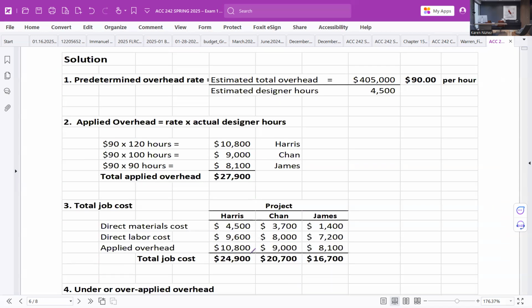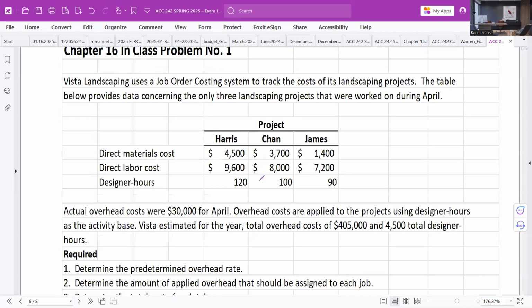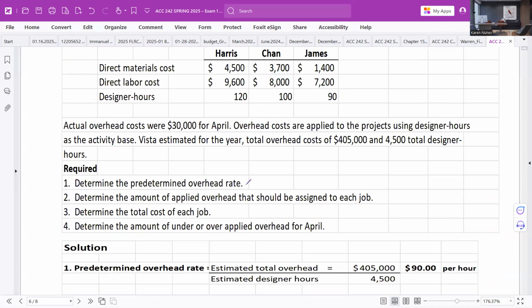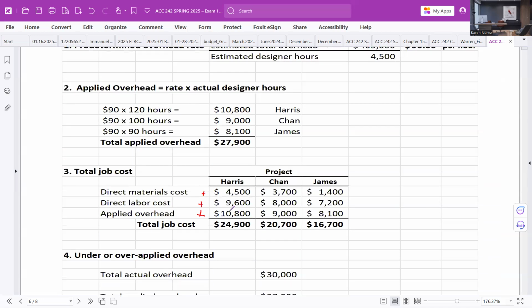And the cost of each job, it's the materials, right? Plus the labor, plus the applied overhead. Materials and labor are given, right? So all the materials and labor are given. You apply the overhead, add all those pieces together, materials plus labor plus overhead. That's the total cost of the job.